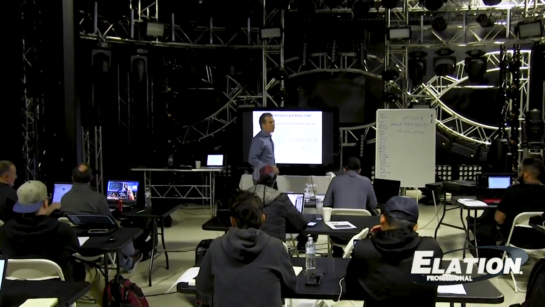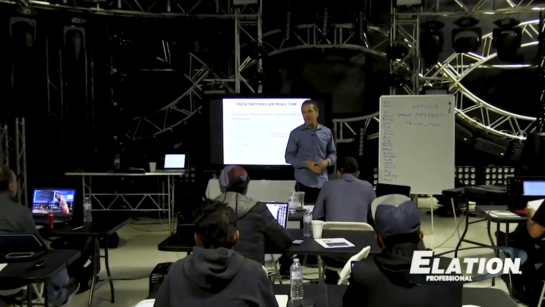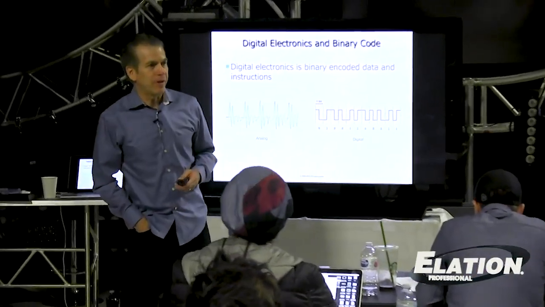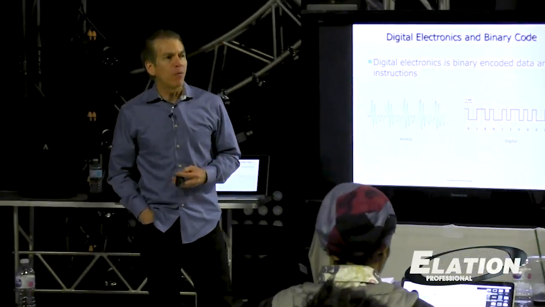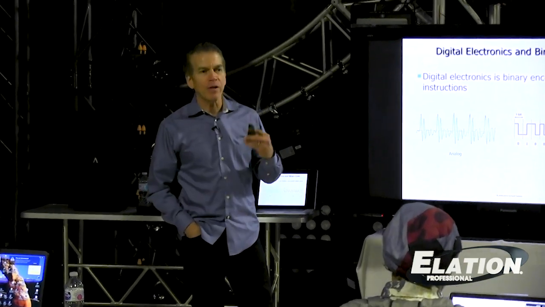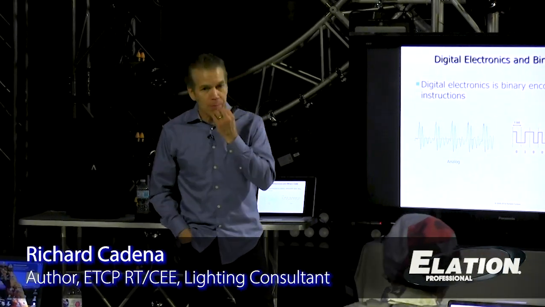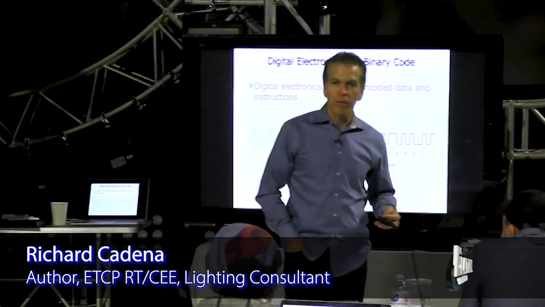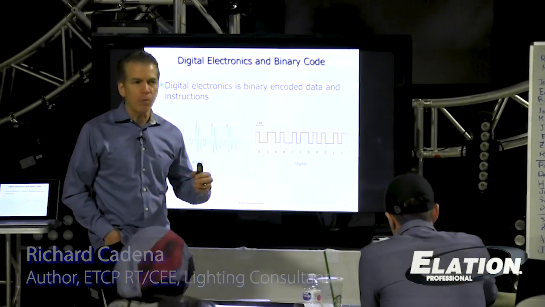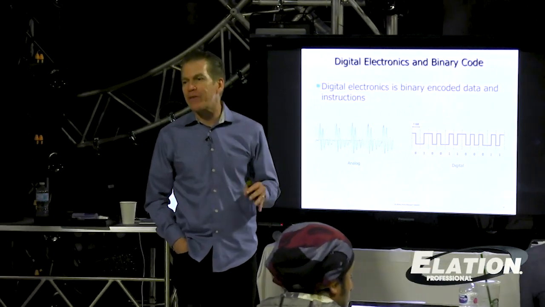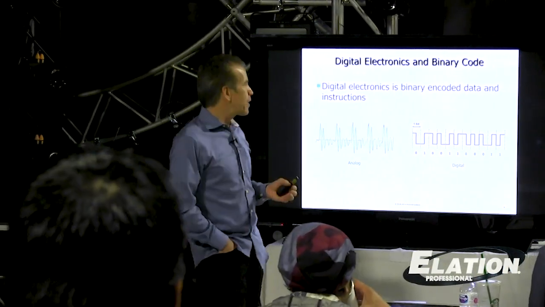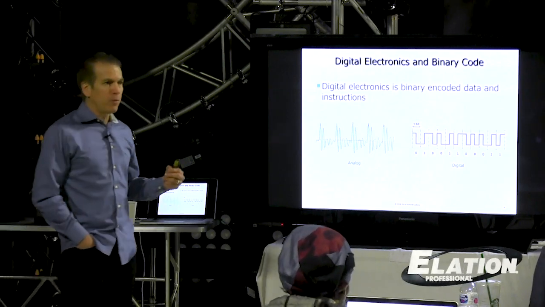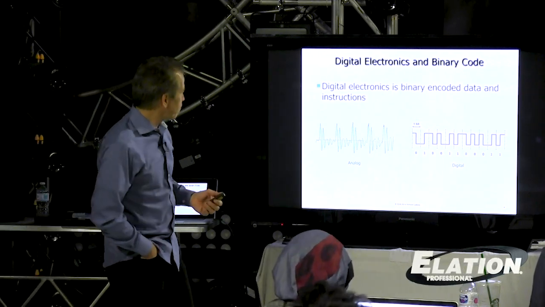Now, almost everything that we're using in shows today has a computer in it. And a lot of them now will have the ability to get on a network. But they're basically computers. So the way digital electronics work, the way anything that has a computer chip in it works, is that it uses binary numbers to manipulate data.